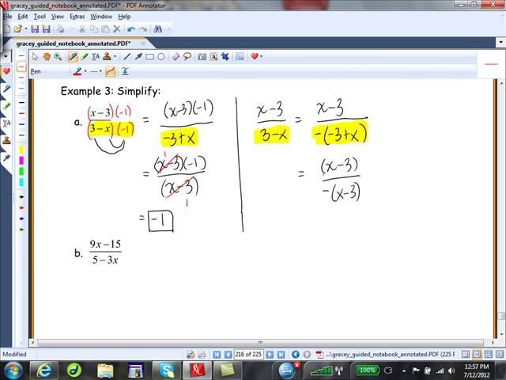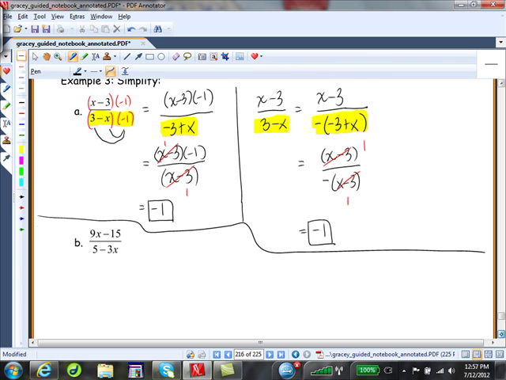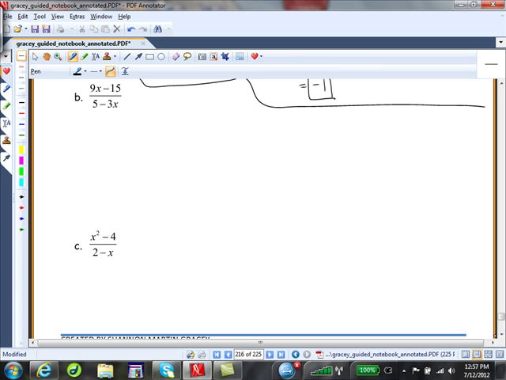So then I can divide out the x minus 3's, and I still have that negative there, so I get a result of -1. So whatever you're most comfortable with, people typically prefer one or the other, so you're going to have to decide which way you like to do them. Okay, so why don't you guys pause the movie and try parts B and C, and then we've got an application, and then we'll be all done for this lesson.